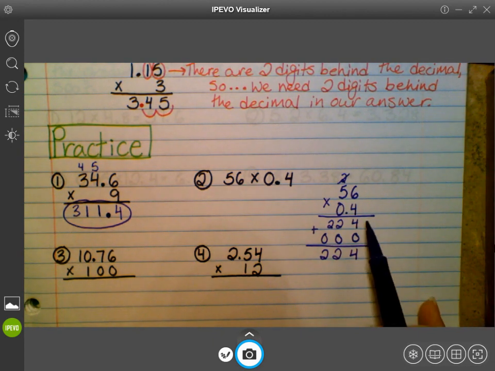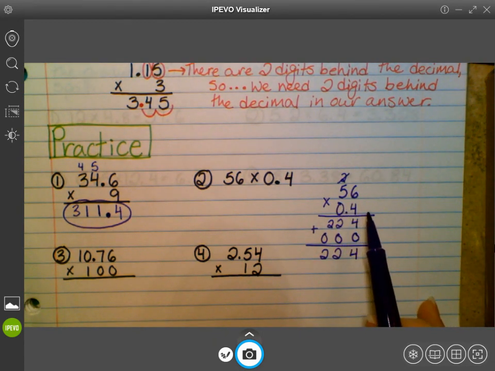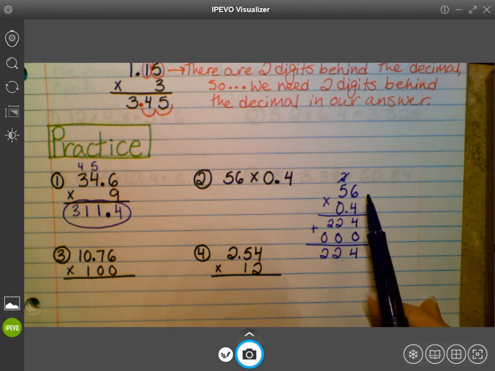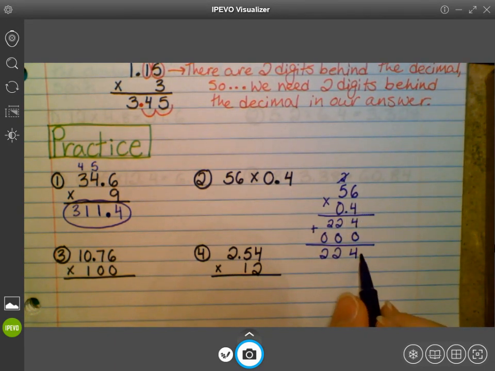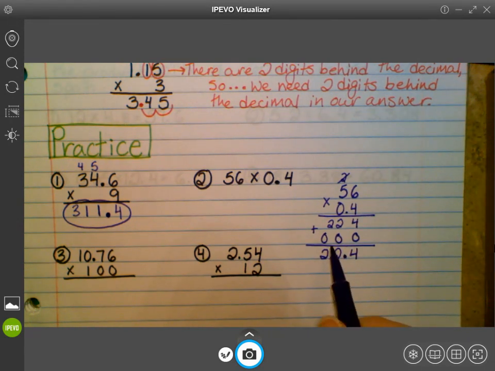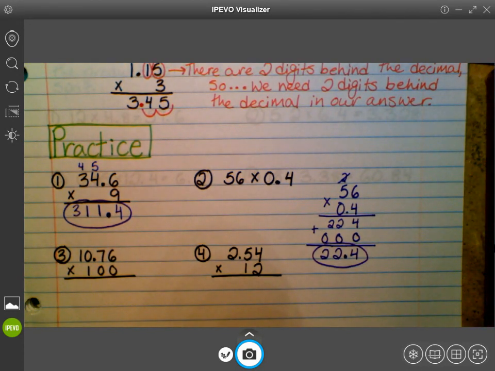Okay. Then I look back up at the top. How many digits do I have behind a decimal here? Show me on your hand. How many digits are behind a decimal for number 2? There's just the 1, right? In 4/10, I have the 4 to the right, so I'm going to make sure there is 1 digit to the right of my decimal. And my answer is 22 and 4/10. How many of you got 22 and 4/10 for number 2?